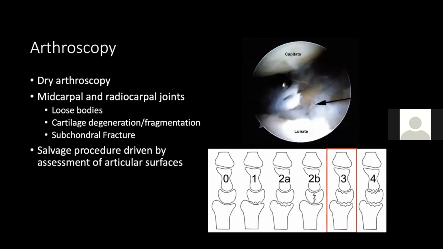Arthroscopy is usually performed in a dry fashion and utilizes both the midcarpal and radiocarpal portals to assess the wrist. Patients should be evaluated for loose bodies, degeneration or fragmentation of cartilage, or subchondral fractures. In the image above, we can see a relatively preserved proximal pole decapitated, as well as a denuded surface of the distal ulna, consistent with stage 3 wrist as described by Bain. In this setting, scaphocapitate arthrodesis could be considered, as well as arthrodesis of the entire wrist.